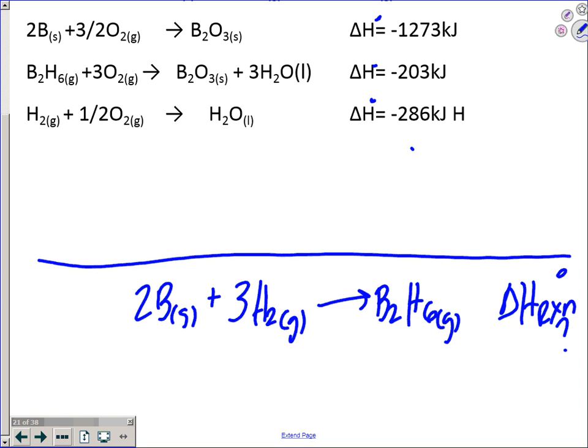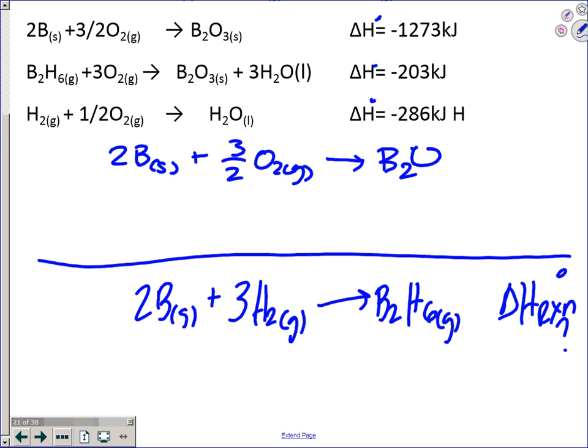boron is going to follow me all the way down, because I will never cancel it out, which means it's going to stay with me at the end of the reaction. So just write this reaction out again for me. 2B solid plus 3/2 O2 gas yield B2O3 solid. Delta H is negative 1273 kilojoules per mole.